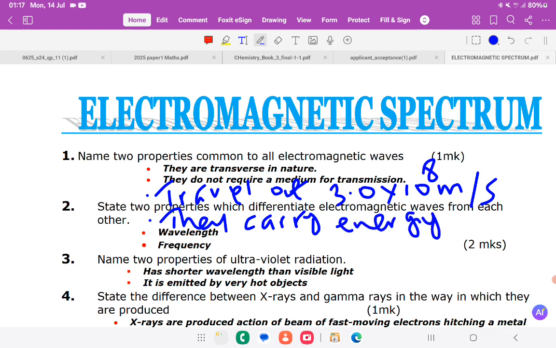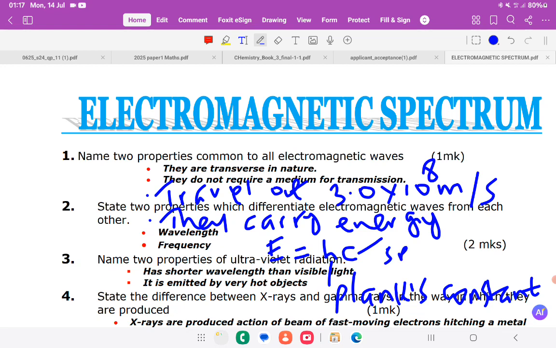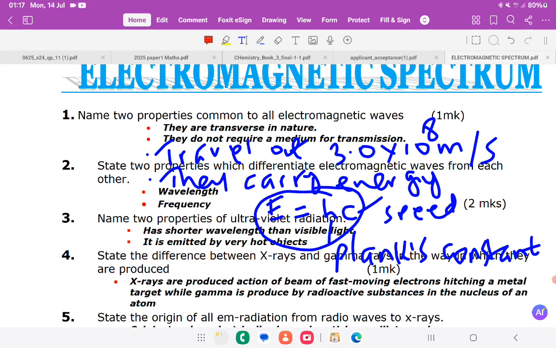They carry or transmit energy, which is given by E equals h multiplied by c, whereas h is called Planck's constant. In most cases, in an exam, you are given the Planck's value for you to calculate the energy contained in a wave. And then c is speed, for example the speed of light. So they carry energy which is defined by this equation.